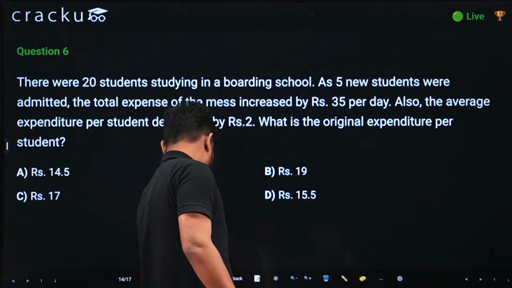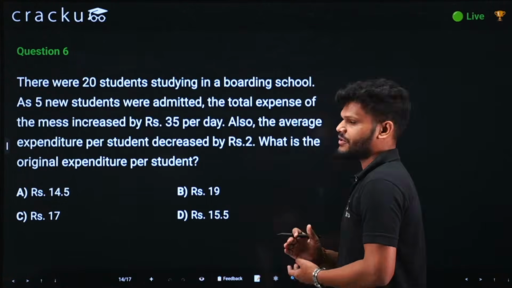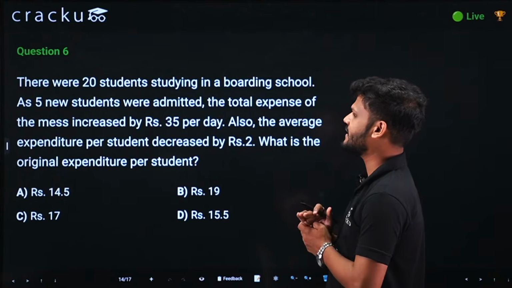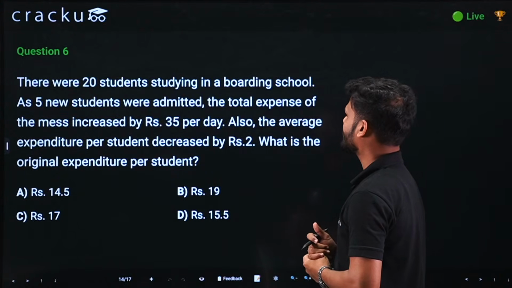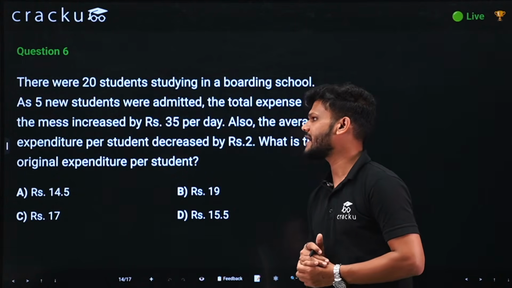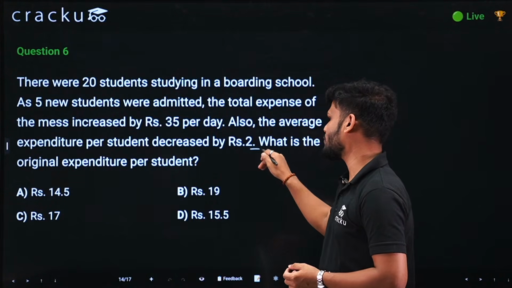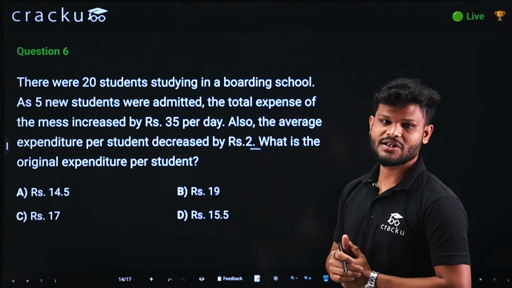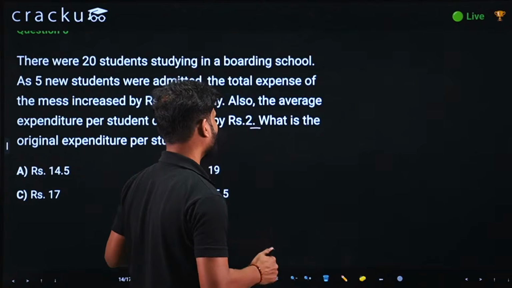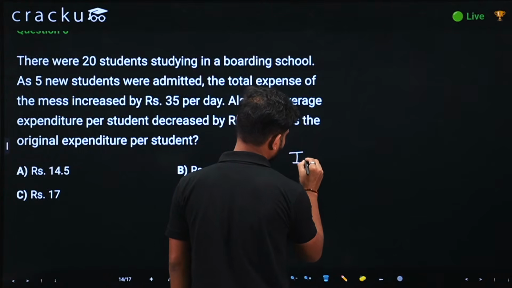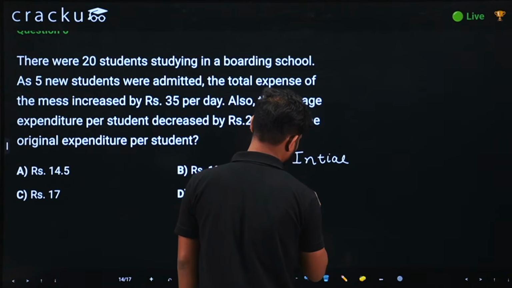Okay guys, time up. If you have got your answers, please put your answers in the chat box. Let us see what this question is trying to ask. There were 20 students studying in a boarding school. As 5 students were admitted, the total expense of the mess increased by 35 per day. Also, the average expenditure per student decreased by rupees 2. What is the original expenditure per student? Similar to what we did in some previous average questions, you have to follow this. We have to see what was there initially and what is there finally.